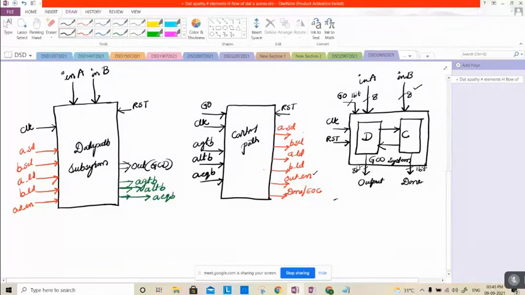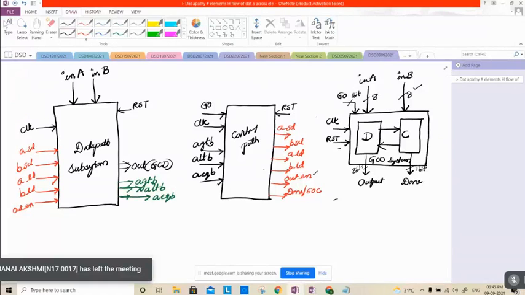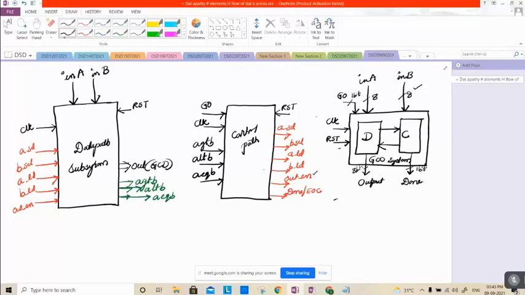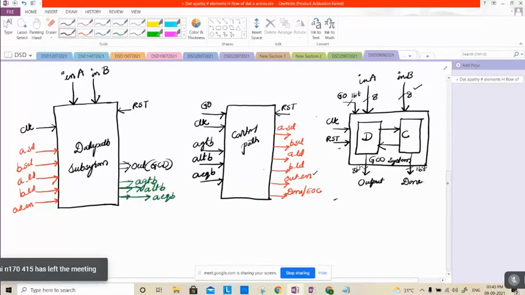And all other signals which we have discussed here, either it is A greater than B, A less than B or A equal to B, A selection, B selection, A load, B load, out enable, all those are nothing but intermediate input output values. Those will not be appearing across the final block. So this is the final block.